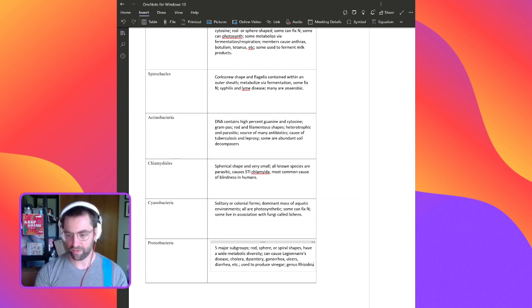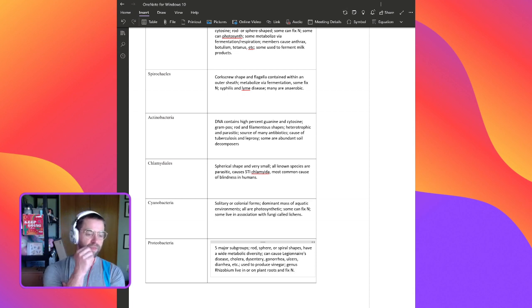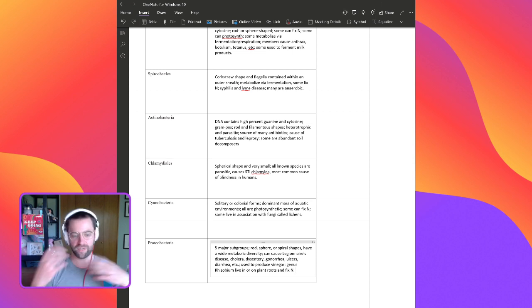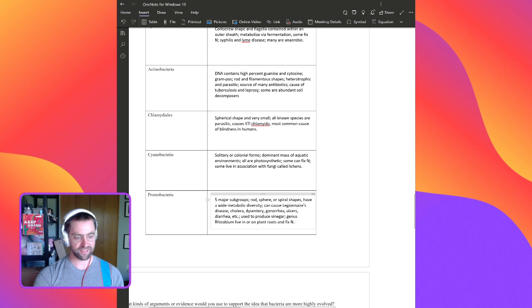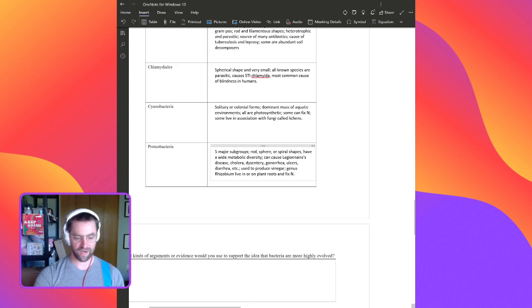The genus Rhizobium lives in or on plant roots and fixes nitrogen. Yeah, so remember the mycorrhiza, which live in association with plant roots, increase their surface area, increase nutrient uptake, also fix nitrogen into the soil and make it more accessible for plants since they cannot get it directly.